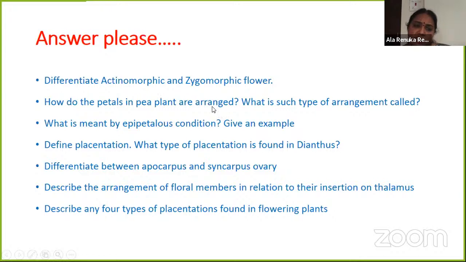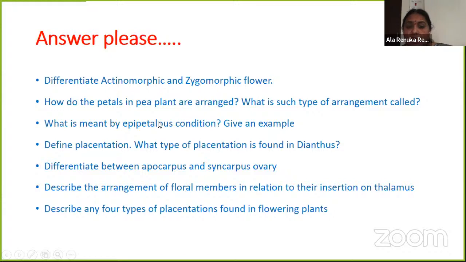Or this question can be asked in a different way. Describe the non-essential organs of Fabaceae members. Pollination here is called piston mechanism. Opening is piston mechanism. And what is meant by epipetalous condition? Epipetalous condition, 2 marks question.